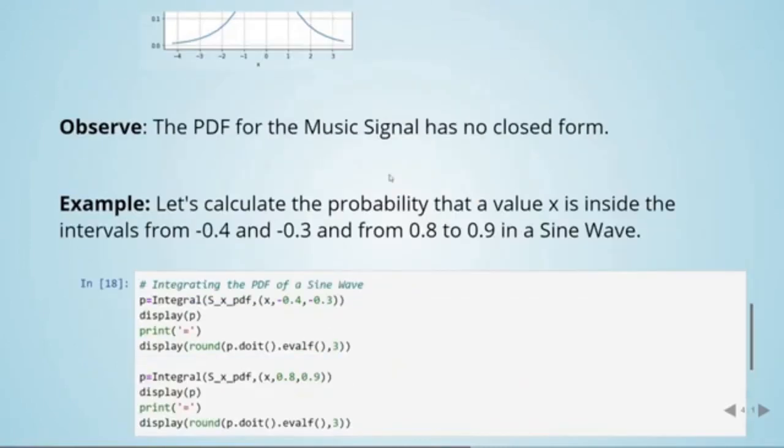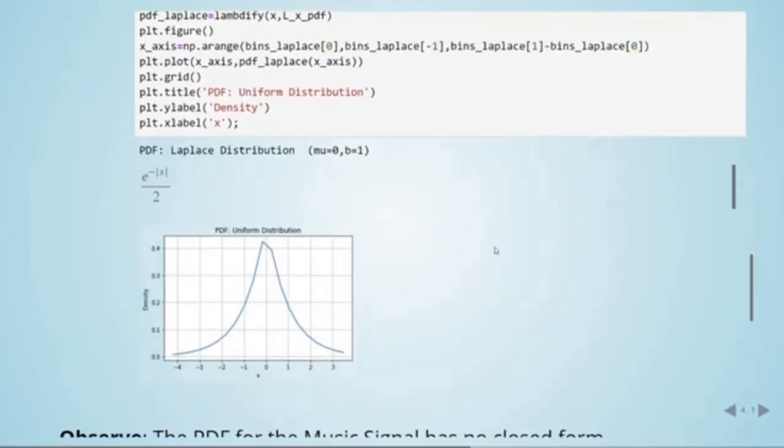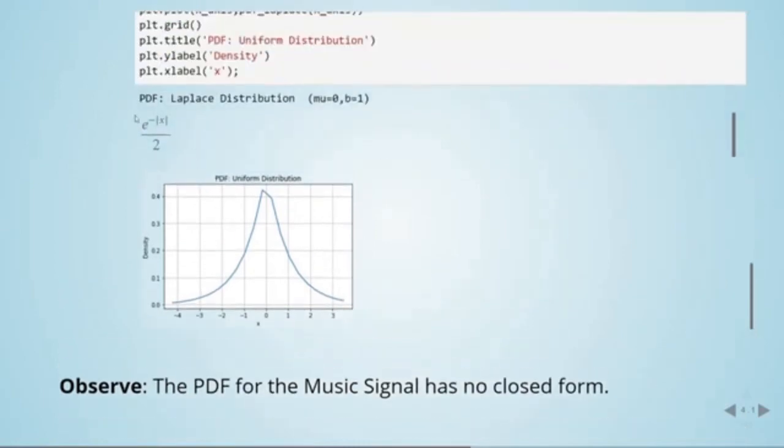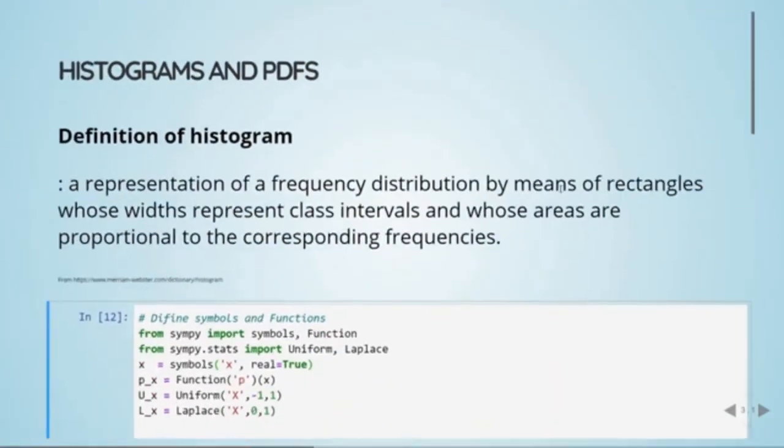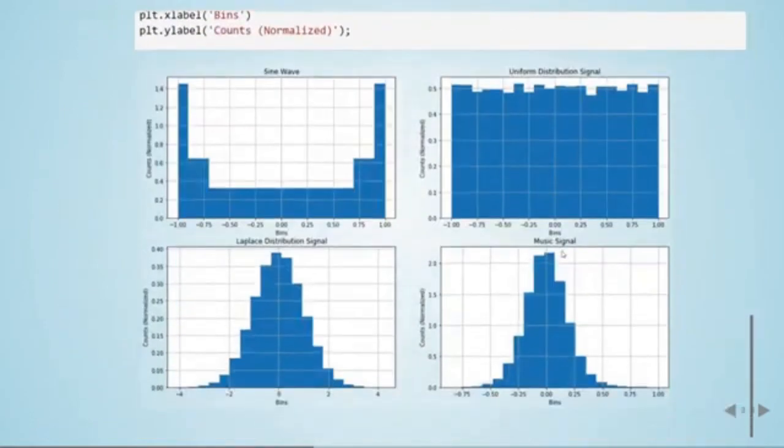You can expand this example to use the Laplace distribution, and in case we don't have a closed form for a PDF, like for example the music, we can also see the probability for this piece of music of a value being inside an interval. And we can always do trade-offs, like dividing the range into a larger number of bins if it's possible. So we have bins with smaller intervals, and that's it for this revision.